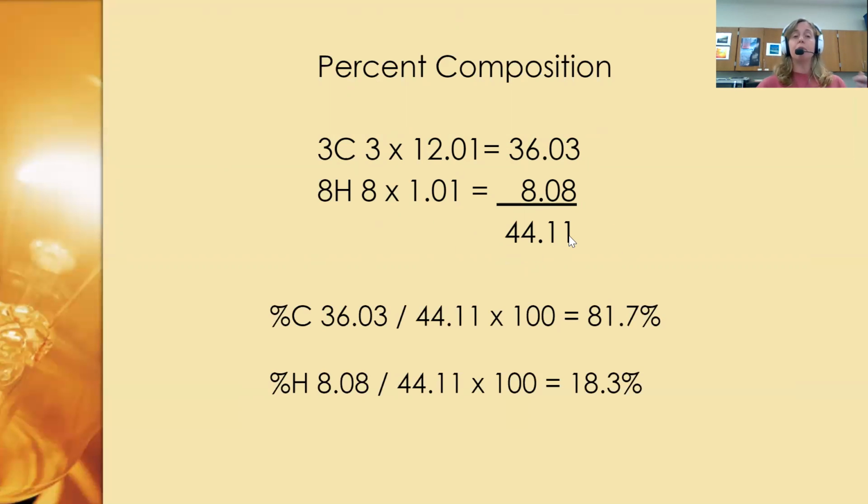Now I'm going to try to find the percentage of each individual element contained in the sample. So I go down here and I say, okay, what percentage of carbon do I have? I go back up here, I take my 36.03, which is what I have of carbon, divided by the total mass of the molecule times 100, and that gives me 81.7%. Next, I have hydrogen. So I'm going to take the mass from up here of hydrogen, the 8.08, divided by the total mass of the sample times 100, and that's going to give me 18.3%, which remember needs to add up to 100%. So this is how you do percent composition.